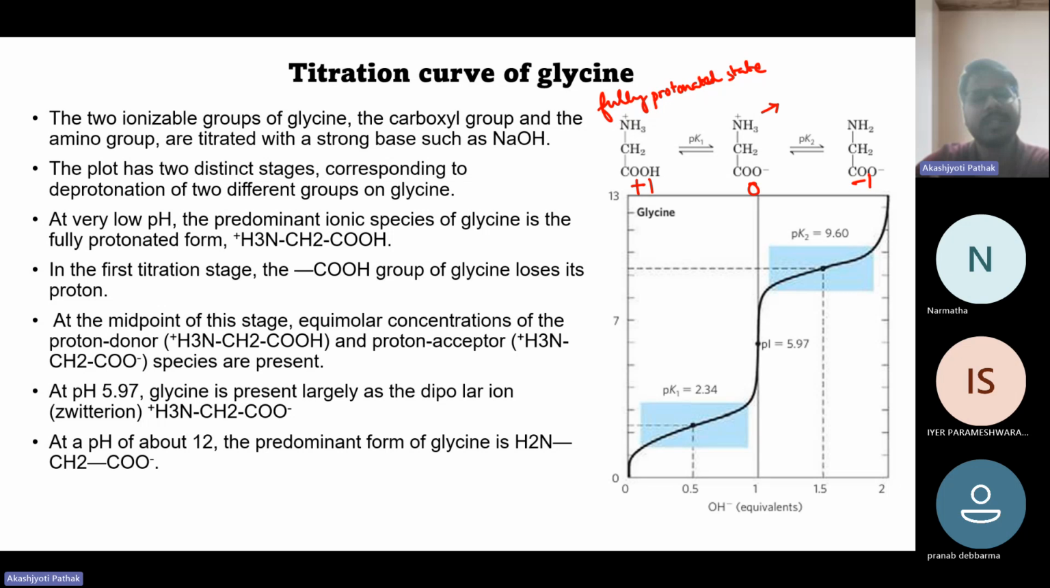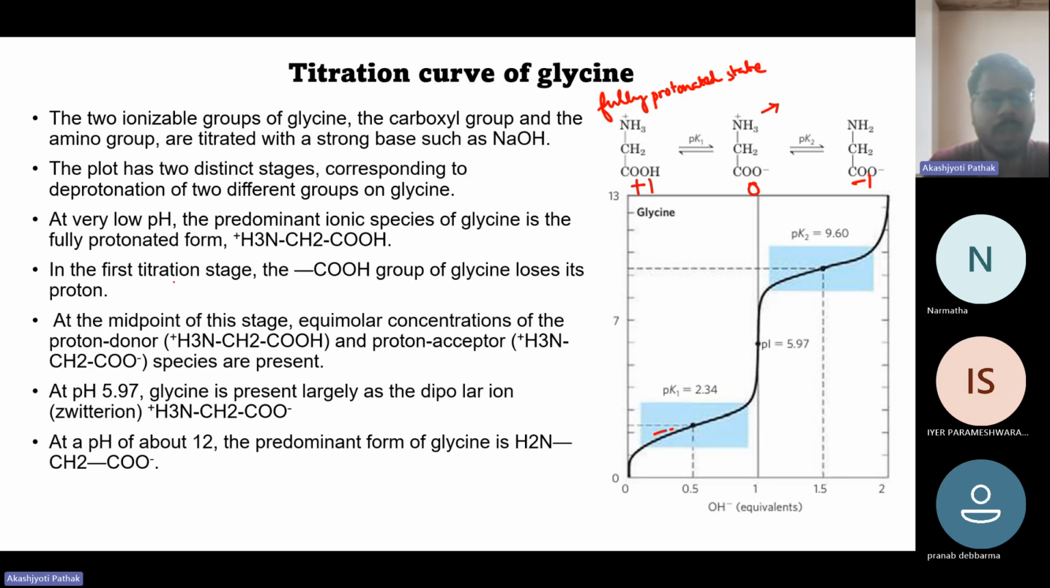Now, once you start titrating this amino acid with a strong base such as NaOH, what will happen? If you look at this plot, it has two distinct stages, a first stage and then another stage, corresponding to deprotonation of two different groups on glycine. These are the NH3 plus group and the COOH group. Both are ionizable groups.